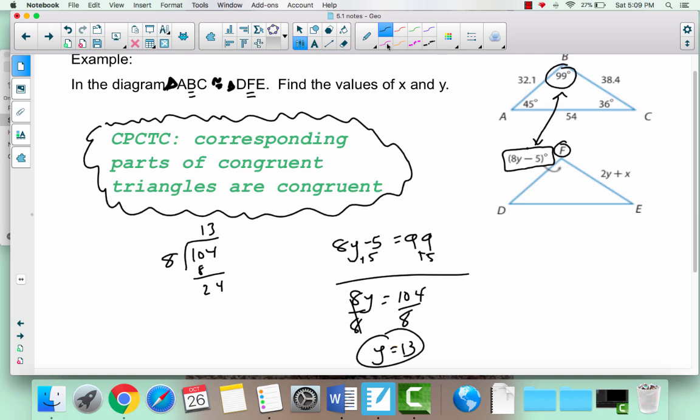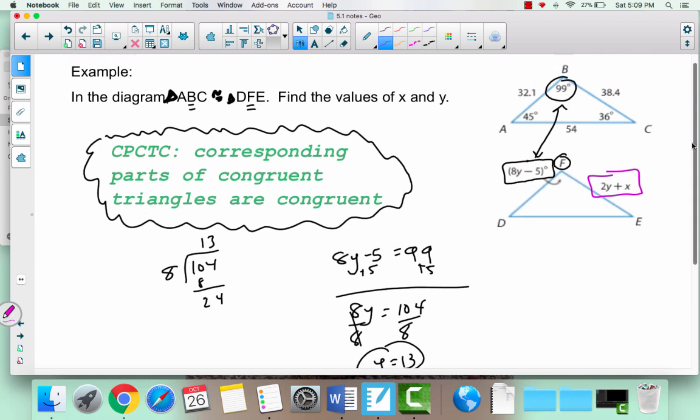The second equation would involve the one that has x in it. Because we know that FE is on this side, and FE is the last two letters, that means it has to go with BC. This is a good way to identify the parts that go together. So we'd have 2y plus x has to equal 38.4. And we know what y is, so 2 times 13 plus x equals 38.4.